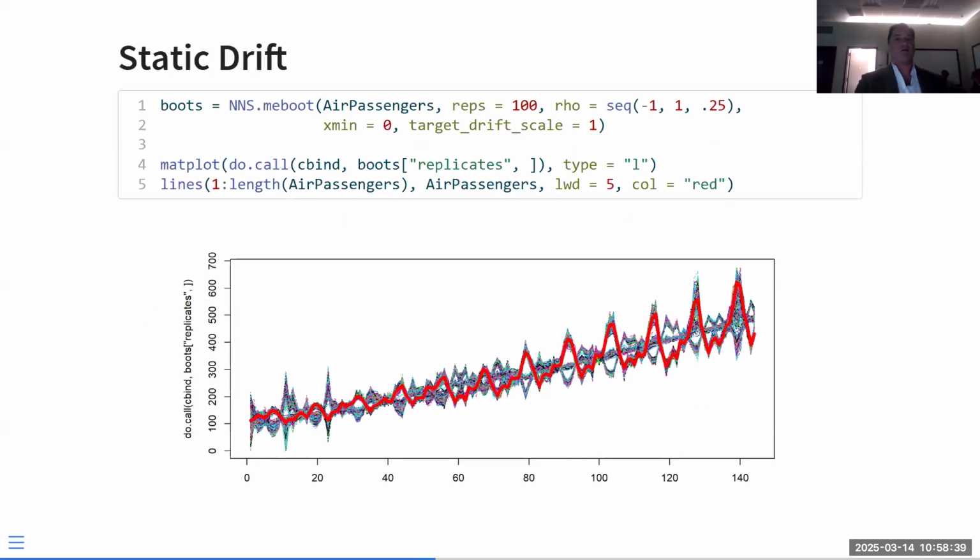So here's the NNS meboot, here's AirPassengers, 100 reps each one. We can sample the spectrum from -1 to 1 of correlation coefficients for your replicate time series. And we can also change the drift later on. So that was a big advancement.